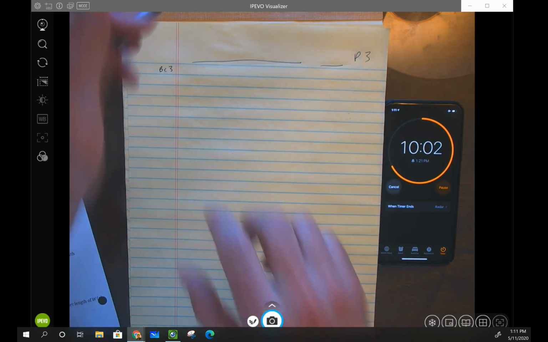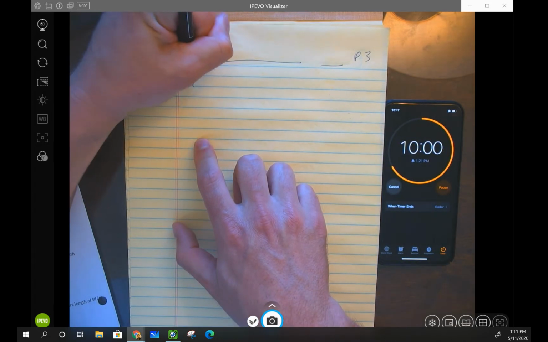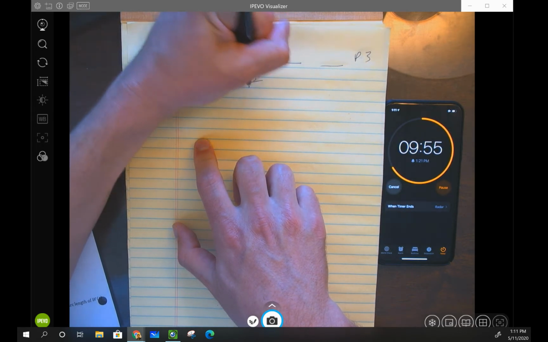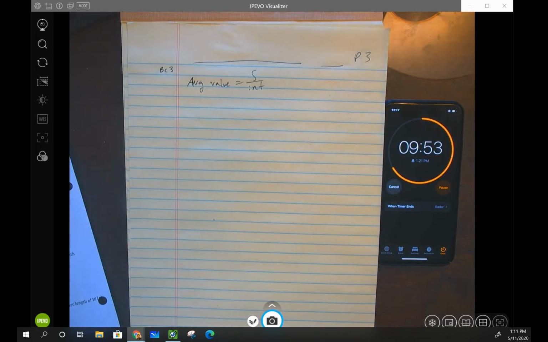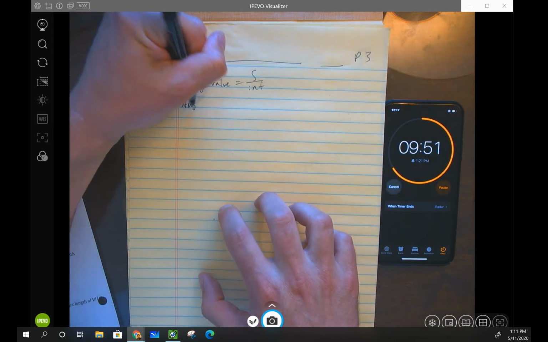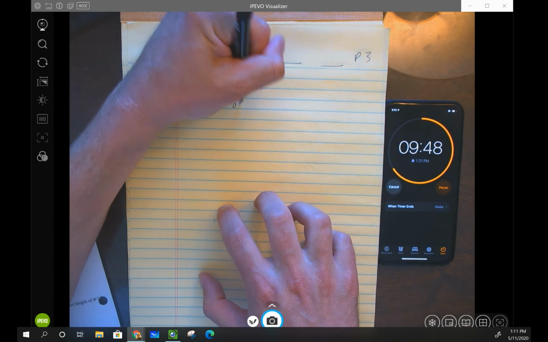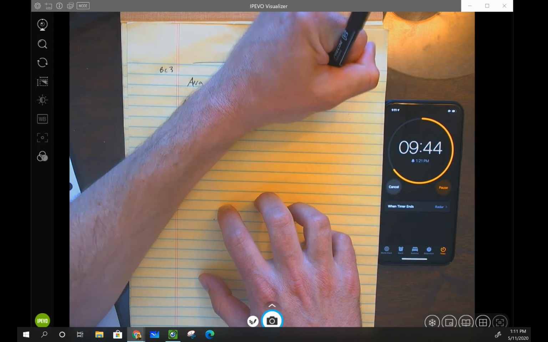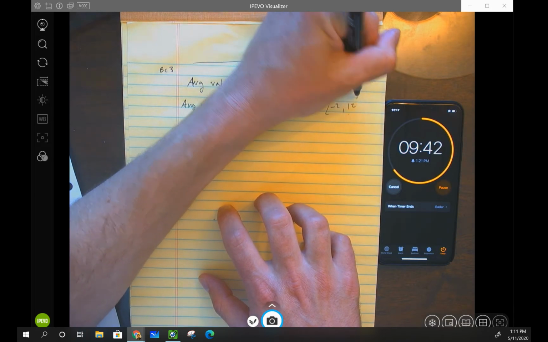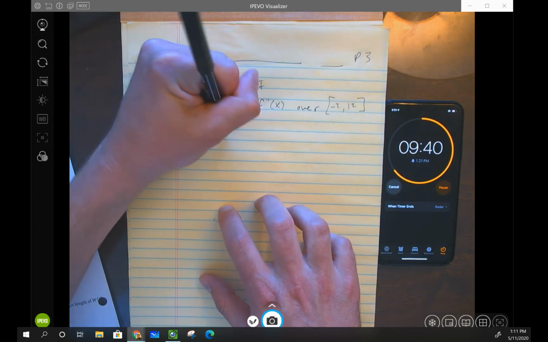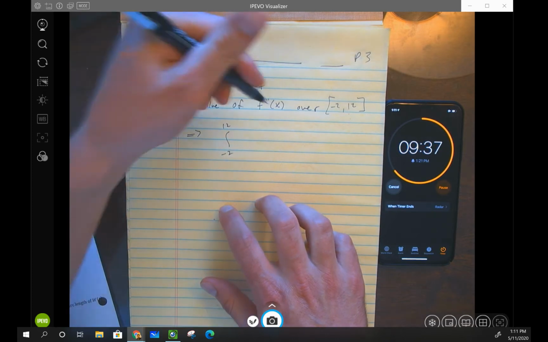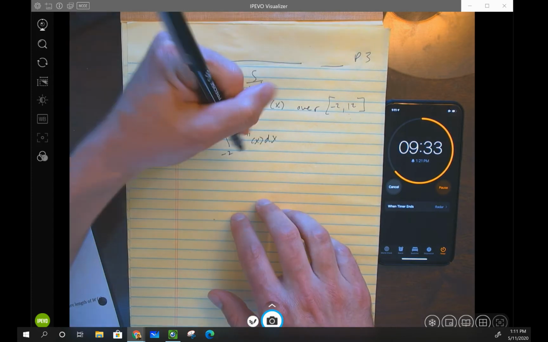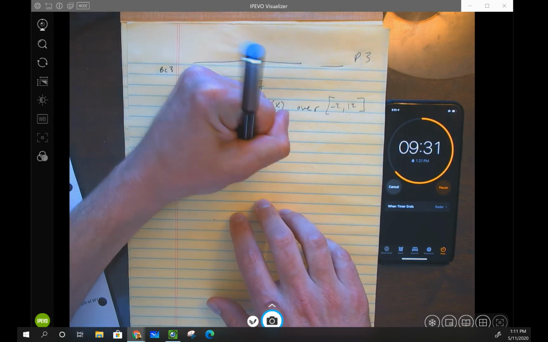BC3. Find the average value. Average value, I know what that is. There's a ring to it. Average value equals integral over interval. I'm just going to write that down so I know. But I want the average value of f double prime of x over negative 2 to 12. Okay, so that's going to be the integral from negative 2 to 12 of f double prime of x dx over 12 minus negative 2.